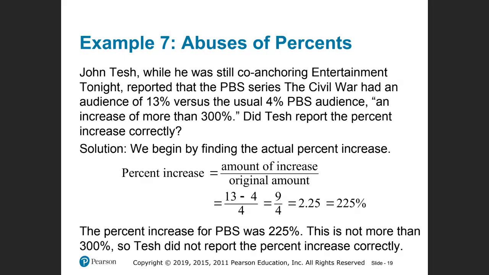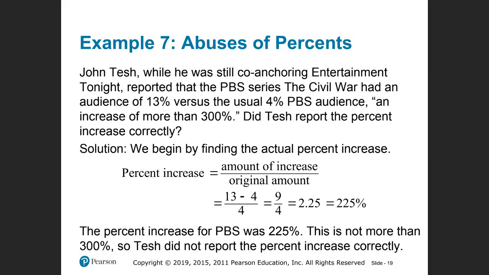Finally, abuses of percents. This often happens when percentages are drastically presented incorrectly, either too high or too low. John Tesh, while he was co-anchoring Entertainment Tonight, reported that the PBS series The Civil War had an audience of 13% versus the usual 4% PBS audience, an increase of more than 300%. Did he report the percent increase correctly?